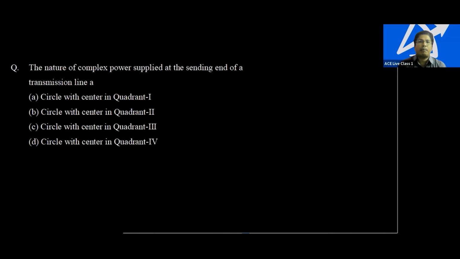The nature of complex power supplied at the sending end of a transmission line. What is the nature of complex power at the sending end and receiving end both? It's a circle, both at sending and receiving end. But at the sending end, it will be in the first quadrant. At the receiving end, it will be in the third quadrant. They are asking about the sending end. It's a circle with center in the first quadrant. At the receiving end, it is also a circle, but the center is in the third quadrant.